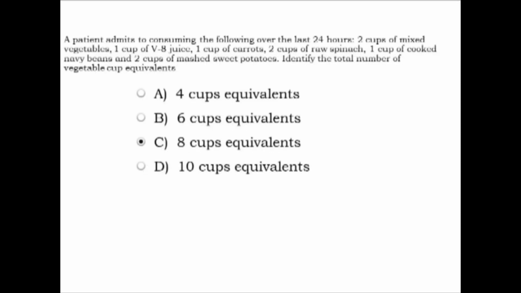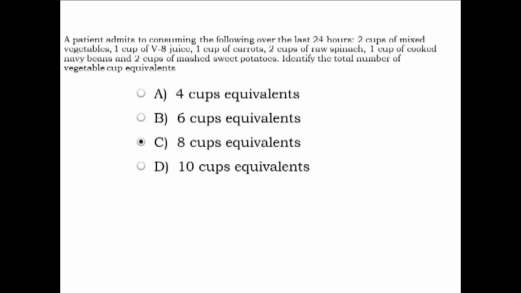Next question. A patient admits to consuming the following over a 24-hour period: 2 cups of mixed vegetables, frozen more than likely, or fresh, 1 cup of V8 juice, 1 cup of carrots, 2 cups of raw spinach, 1 cup of cooked navy beans, and 2 cups of mashed sweet potatoes. Identify the total number of vegetable cup equivalent.